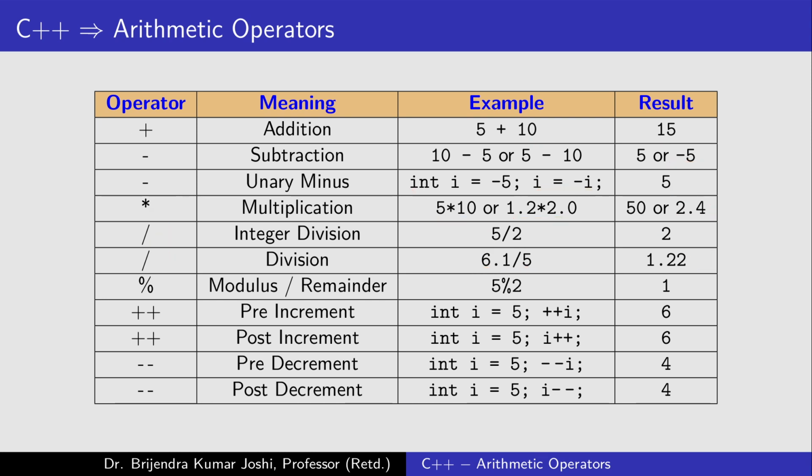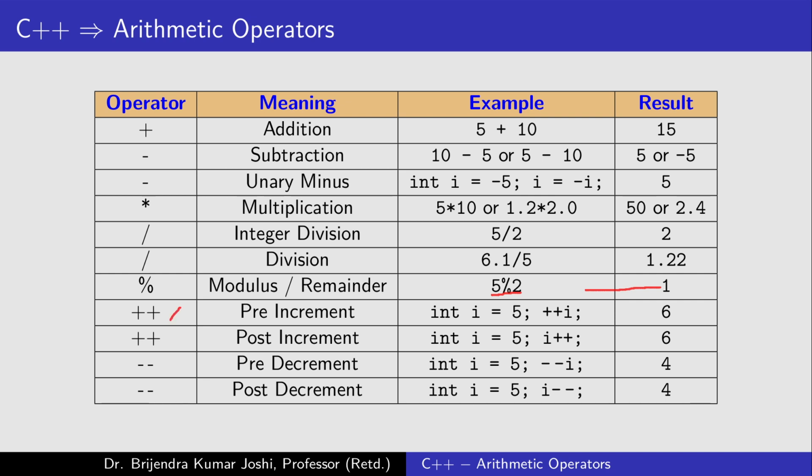Next one is the modulus or remainder operator. This is applicable to only integers. Numerator divided by denominator, whatever the remainder is, that would be the result. So you can see here it is 1.